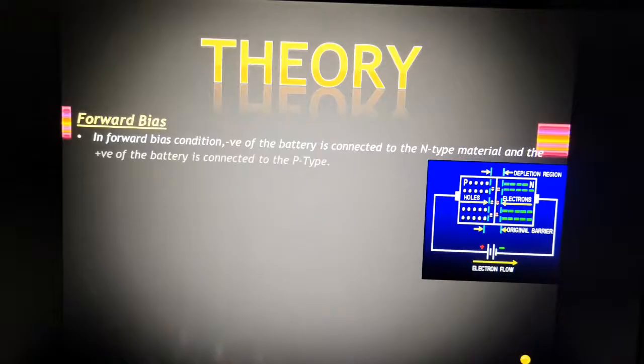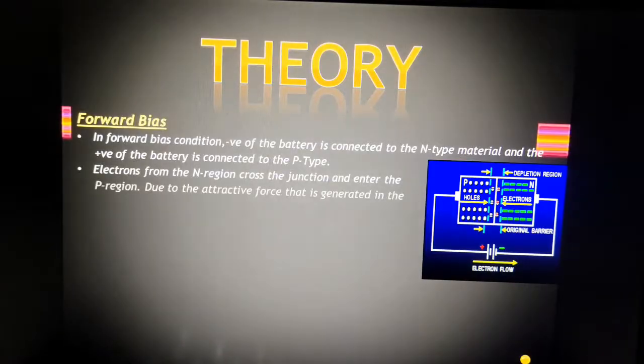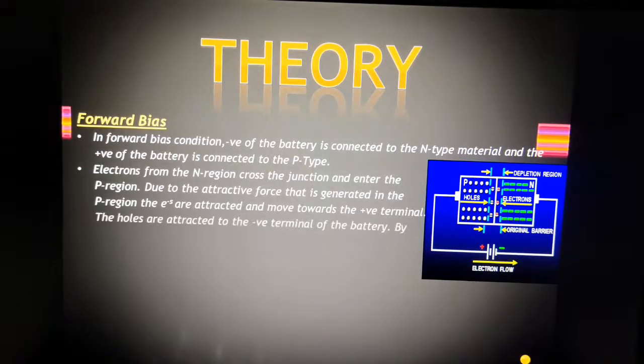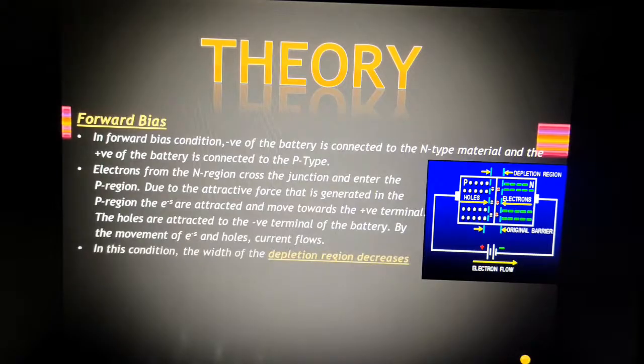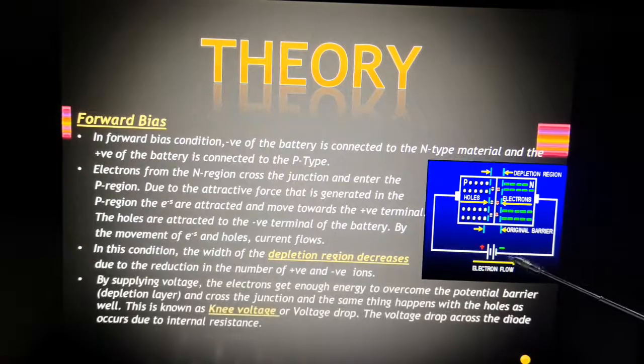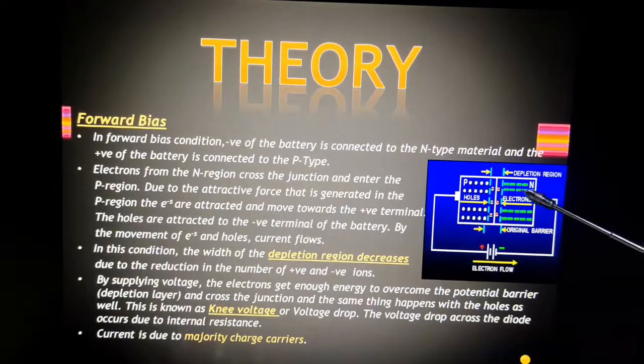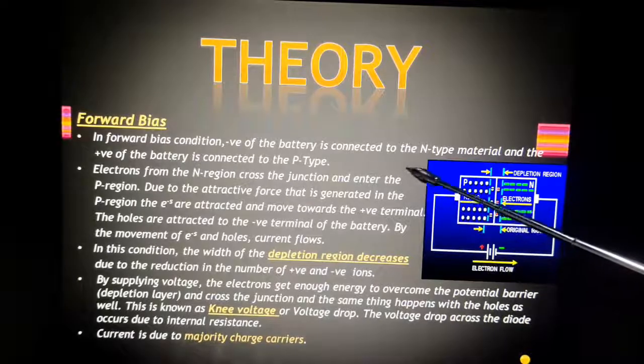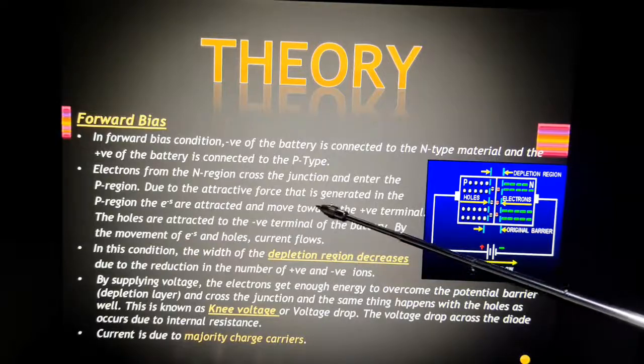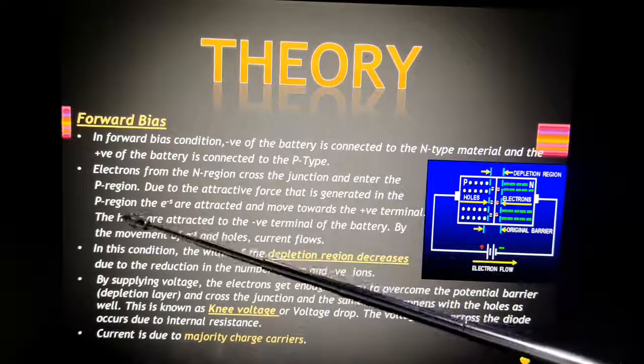Theory for forward bias. In the forward bias condition, the negative of the battery is connected to the N-type material, and the positive of the battery is connected to the P-type material. Electrons from the N region cross the junction and enter the P region due to the attractive force that is generated in the P region.